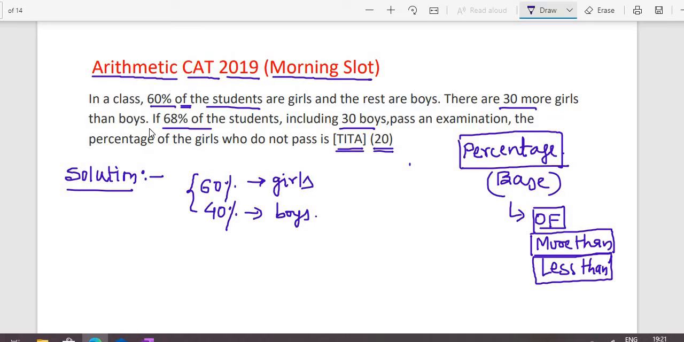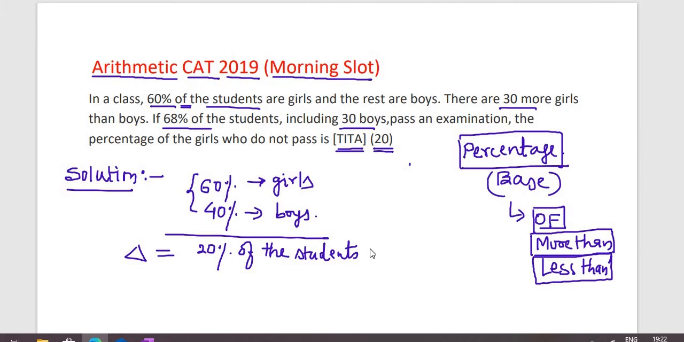There are 30 more girls than boys. What is the difference between the number of girls and boys in terms of percentage? If I talk about the difference, which is delta, 60% and 40% of the students both have the same base. When the base is the same, we can directly take the difference. So 60 minus 40, that is 20%. The difference between girls and boys is 20% of the students. We have to understand the base.